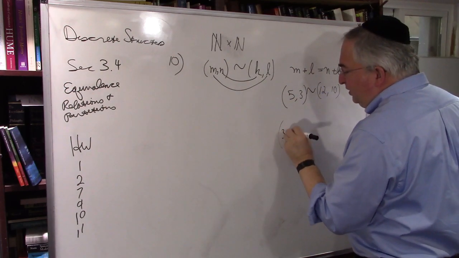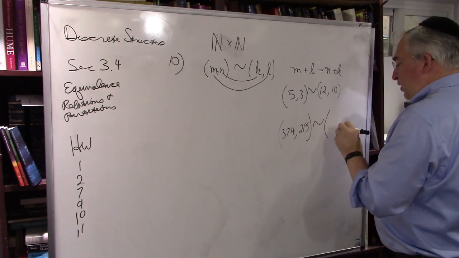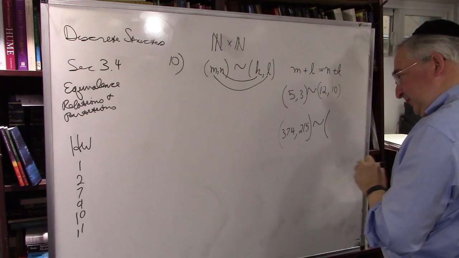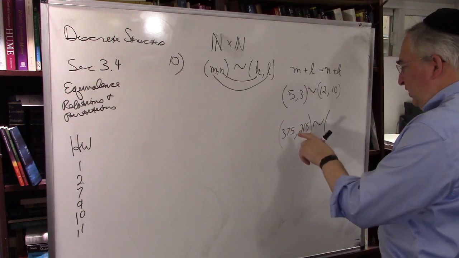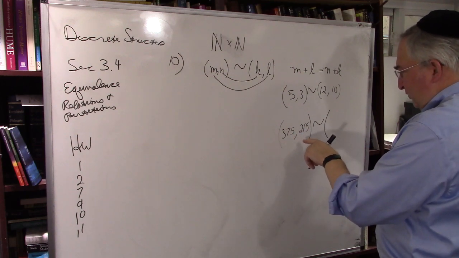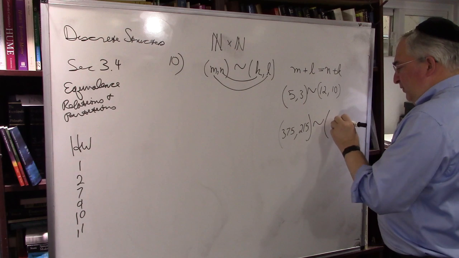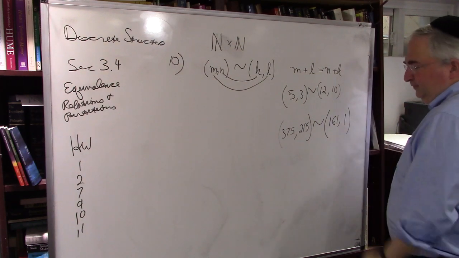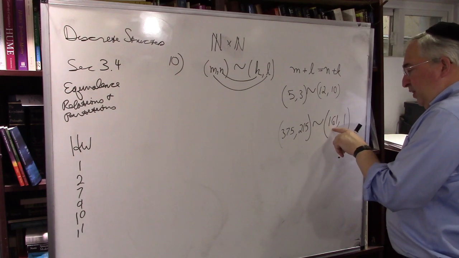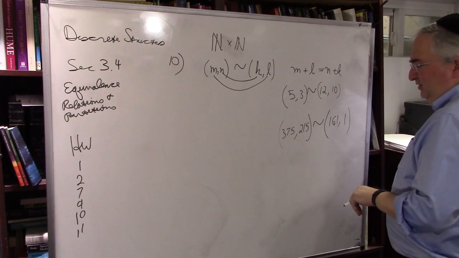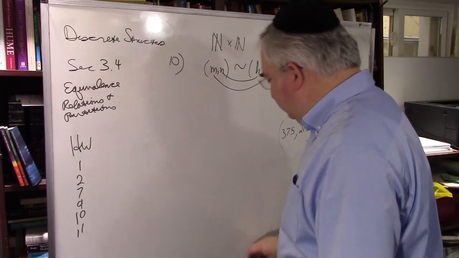Let's do another one. 375 and 215. Let's make it a little easier. I know the trick, so I can do it quickly. That's 160. Let's see if that works. 375 plus 1 is 376. 215 plus 161 is 376. So they're both 376. Okay, good. Now, we want to show that this is an equivalence relation.